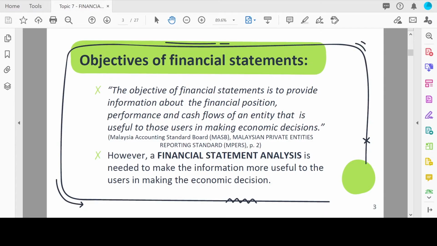However, by referring only to the financial statements, by looking at all the numbers and figures, it might not be enough for us to assess the healthiness of our business. So we need to extend the work further by carrying out financial statement analysis. So the financial statement analysis will help us to make a better decision.